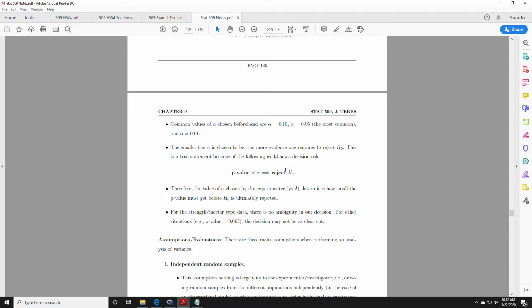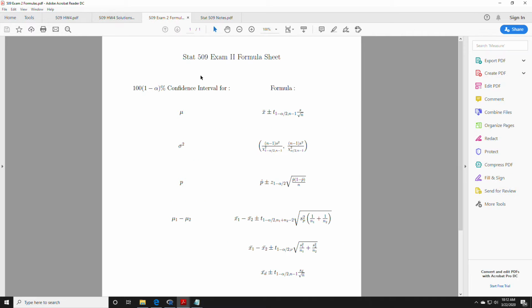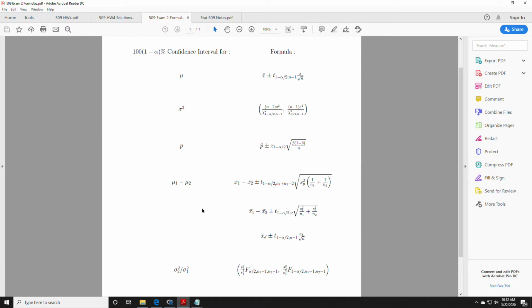And so what happens when I reject the null hypothesis? When you reject the null hypothesis, you have evidence that the alternative hypothesis is true. Now, I want you to remember back to these confidence intervals, right? Regardless of which confidence interval, there were a couple of different ways that I could come to a conclusion, right?